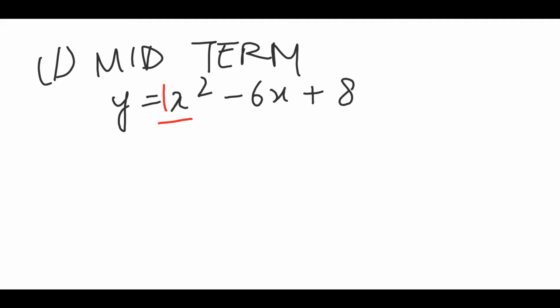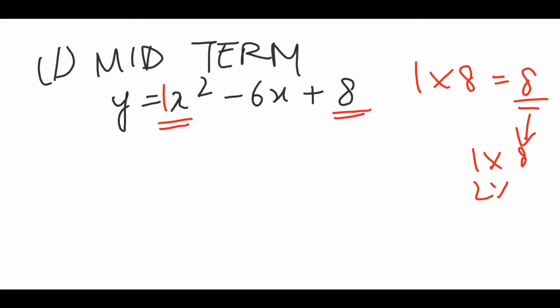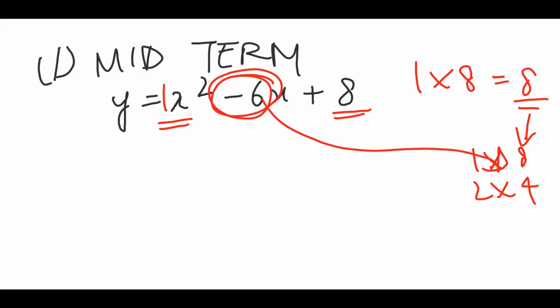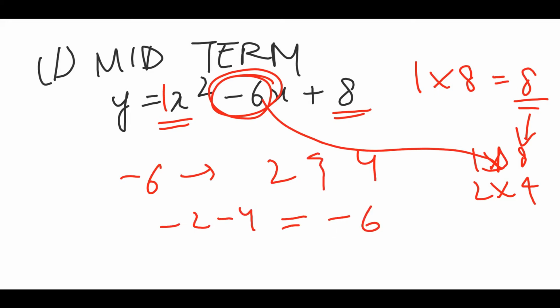Now I guess I'll just show you by an example. y is equal to x squared minus 6x plus 8. So what do we do? We take the first coefficient and the last coefficient and we make factors of it. We get an 8, we make factors. 8's factors are 1 into 8, and 2 into 4, and that's it. So how do we get minus 6, which is the middle term, from 2 and 4? Minus 2 and minus 4 give us minus 6.